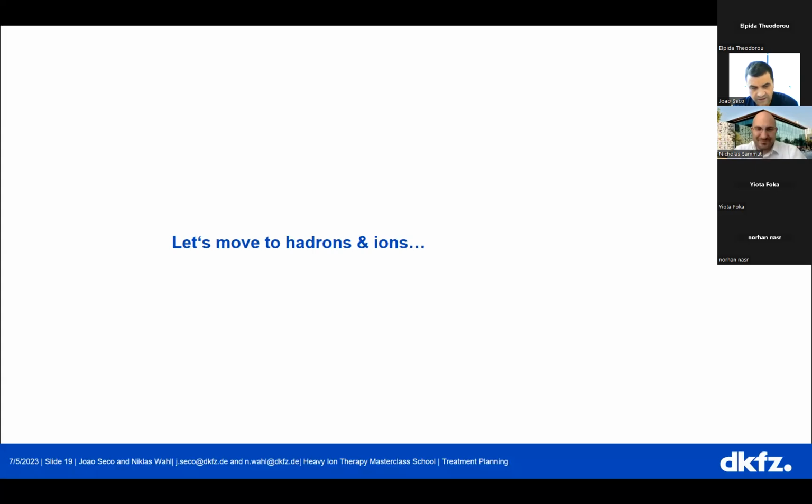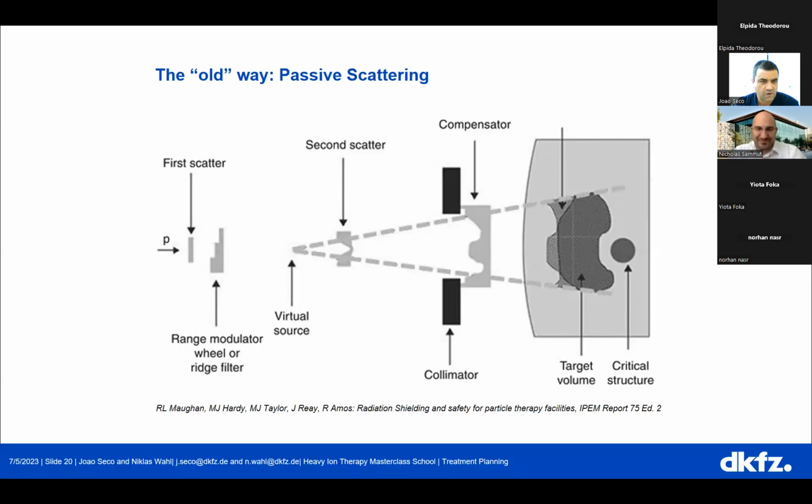Now we're going to move into heavy ions and hadrons. Okay, so the old way of delivering radiation with particle beams is something called a passive scattering system. The passive scattering system has multiple stages. It's got a first scattering step where it broadens the initial pencil beam that's coming in from the machine, either the cyclotron or the synchrotron. So this initial step is to broaden the initial pencil beam.